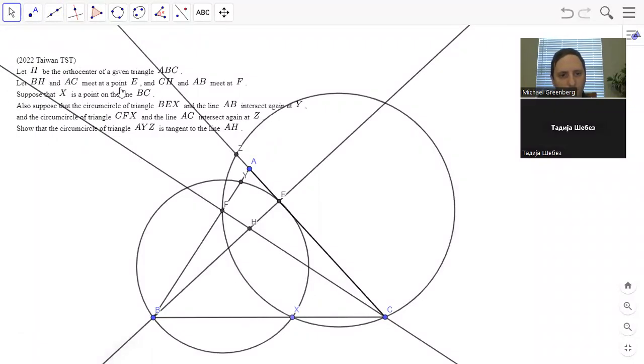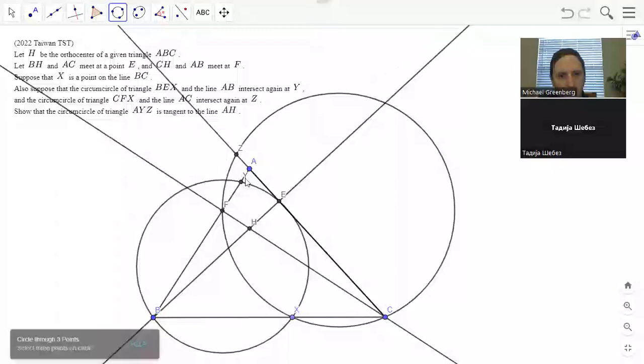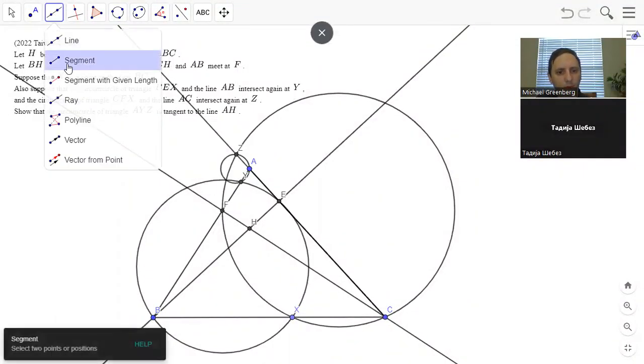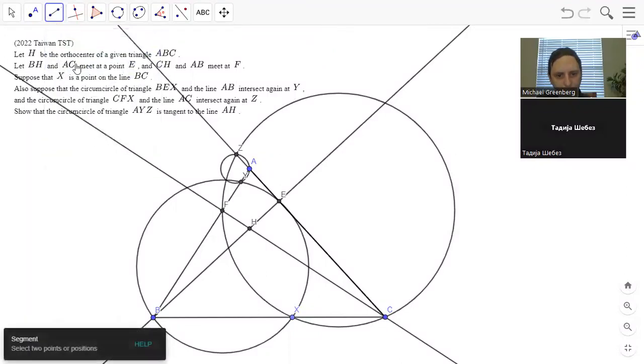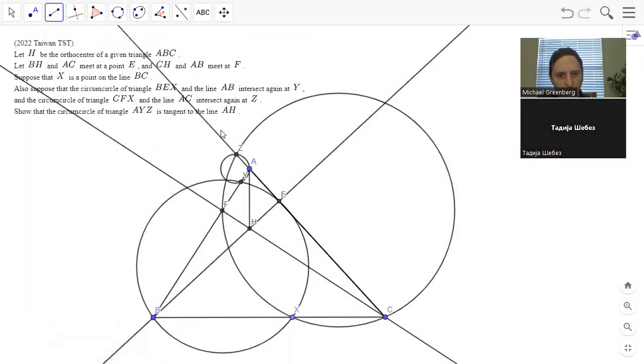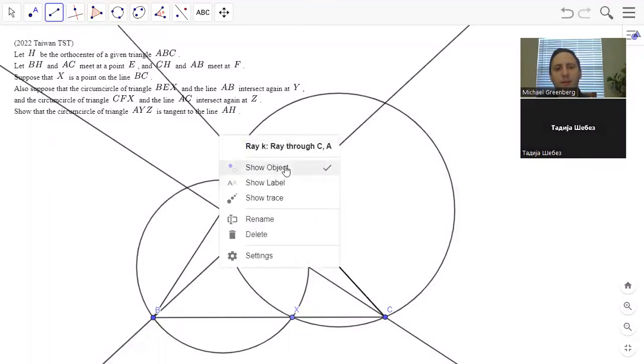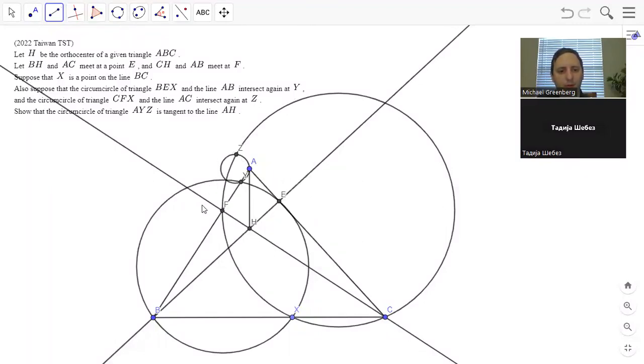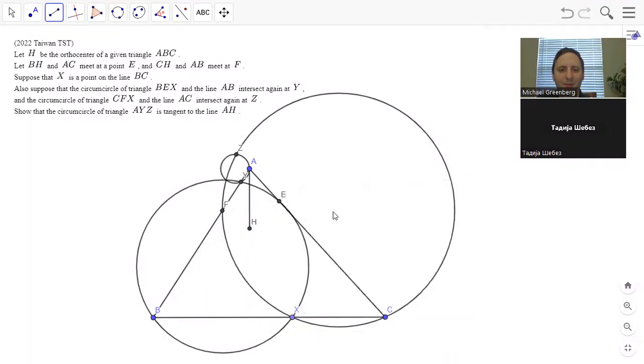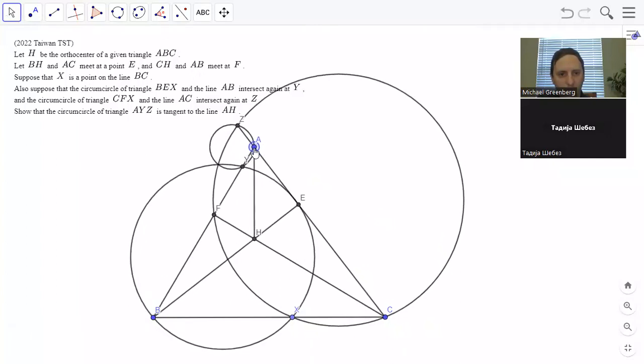Okay, so we want to show that that's tangent. Hopefully it's not just an easy angle chase, but might be. In which case I might find some harder problems for us. And it looks like those circles concur, which might also be an easy angle chase.